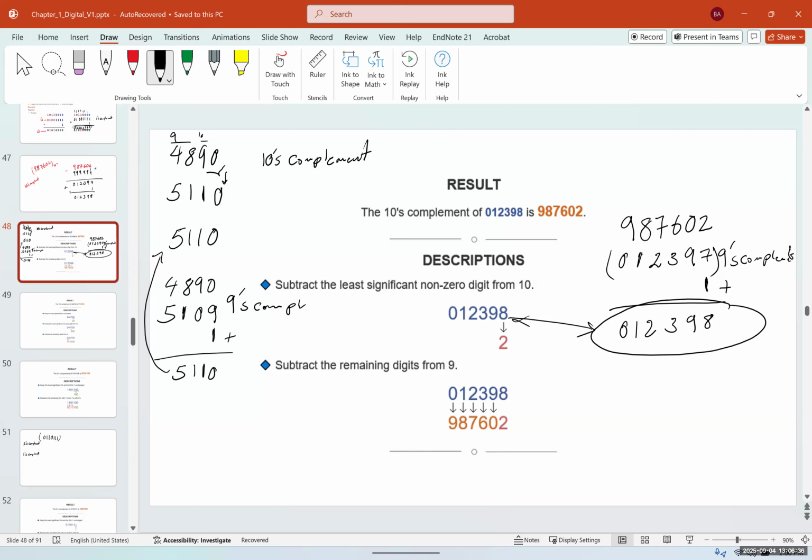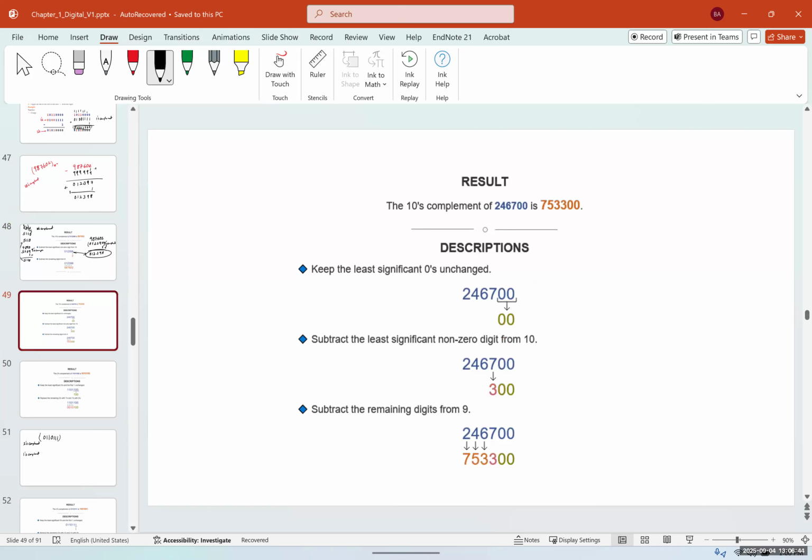What if I have 2 zeros? I would leave those 2 zeros and jump to the first non-zero digit. So the tens complement for 246700: again, we would keep the least significant zeros unchanged. Then we would subtract the least significant non-zero digit from 10, and then we would subtract the remaining digits from 9. Is it clear?